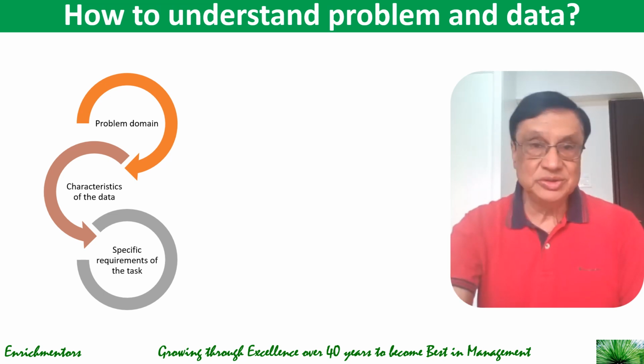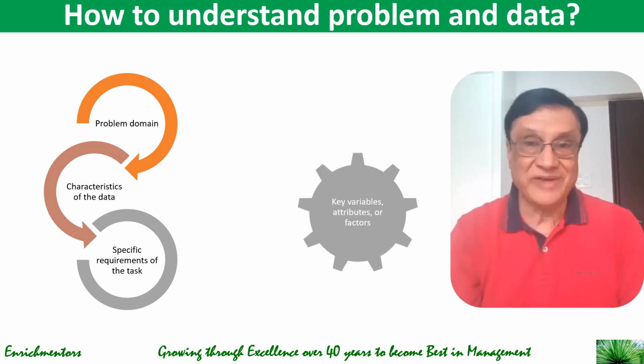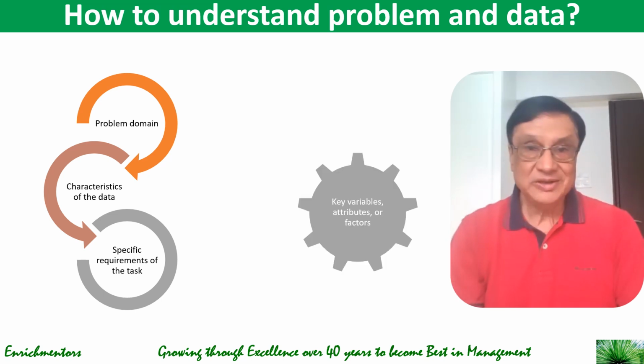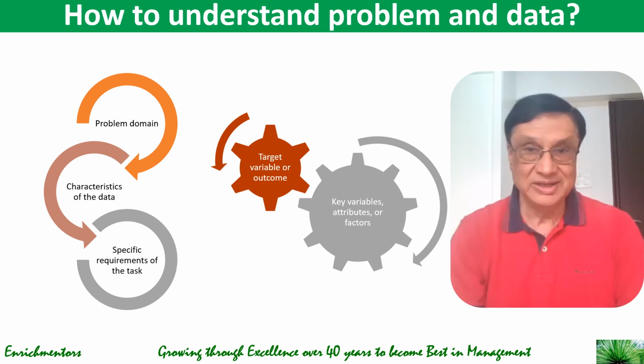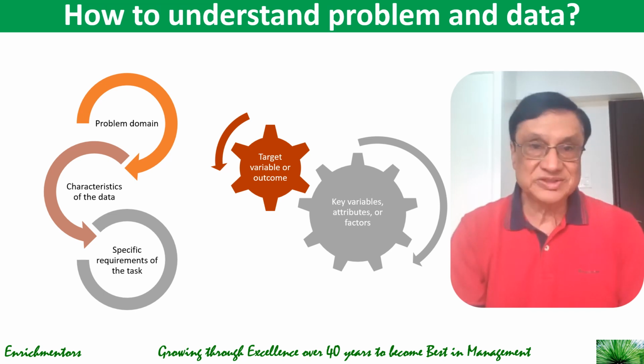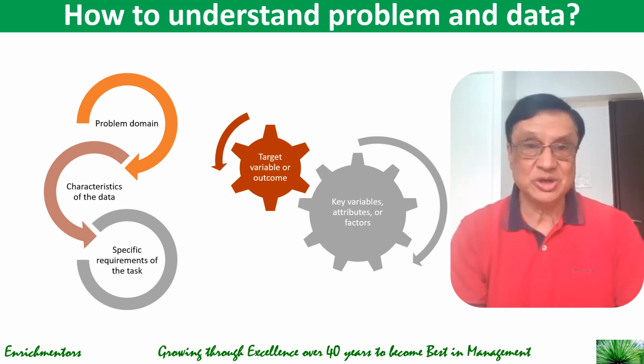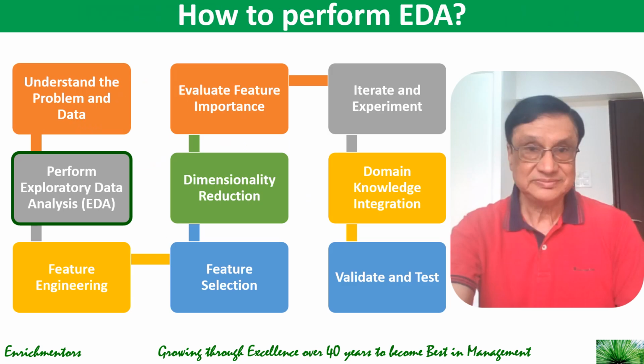Then you need to understand and identify the key variables, attributes, or factors. These are the variables, attributes, and factors that will influence your target variable or outcome. So in a way, you are starting to hypothesize here: what factors, what key variables could determine your output? You identify those based on your understanding of the problem, the data characteristics, and the specific requirements of the task.